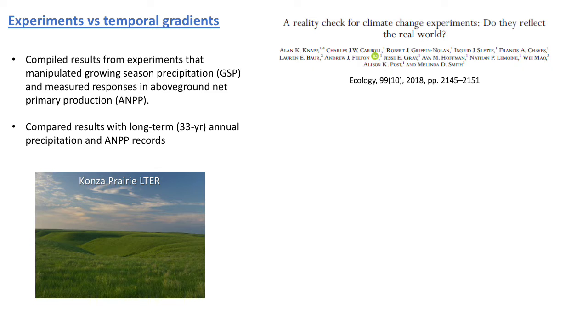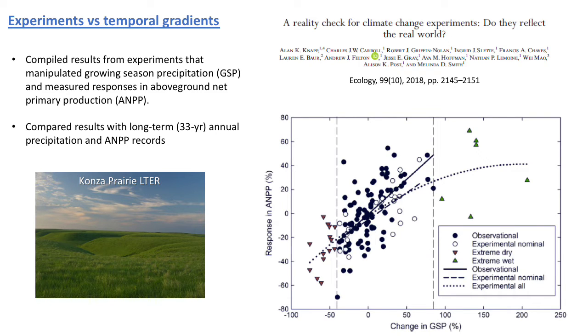We also have long-term records there, over 30 years now, of how interannual variability in precipitation affects above-ground net primary production. So we plotted those two together in this paper, trying to see if they were telling us the same thing, the experimental approach versus taking advantage of these long-term temporal gradients. And the bottom line is they really are.